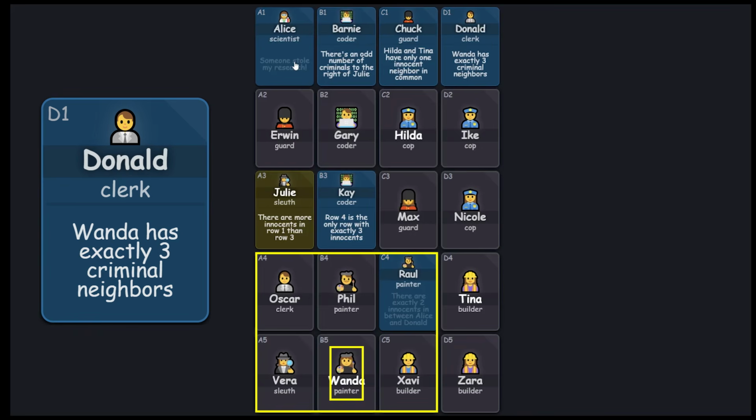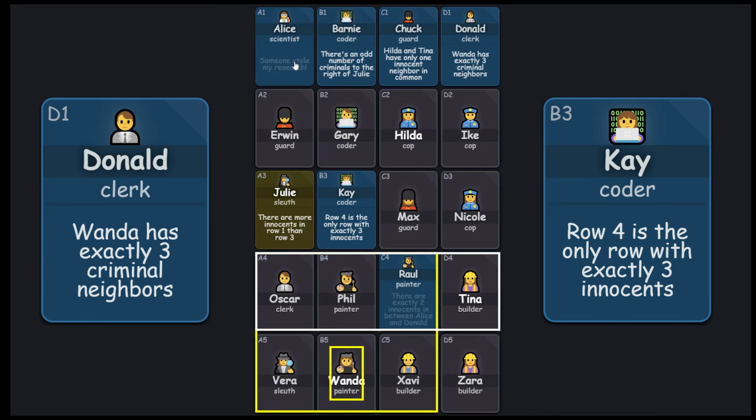Wanda has 3 criminal neighbors. Since row 4 is supposed to have 3 innocents, Oscar and Phil cannot be both criminals. They cannot be both innocents either, because then Wanda would not be able to have 3 criminal neighbors. Therefore, either Oscar or Phil is innocent, and we can mark Vera and Chavi as criminals, and Tina as innocent.